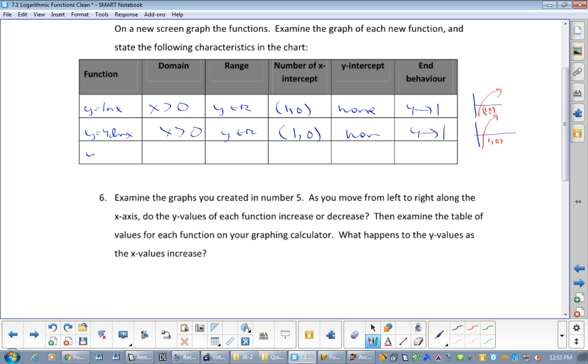Now, y equals negative 4 ln x. What are we expecting to happen? A reflection on the x-axis. Okay, what is the domain? X is greater than 0. Range. Y is in the reals. X-intercept, 1 comma 0. Y-intercept, none. End behavior, 1 to 4. So again, this is a reflection on the x-axis.